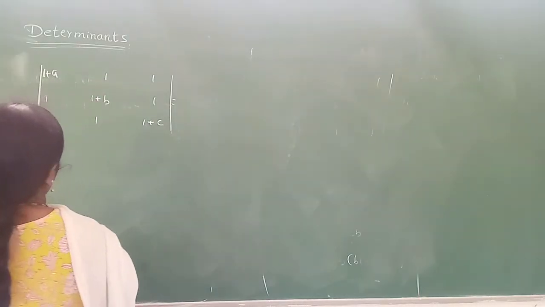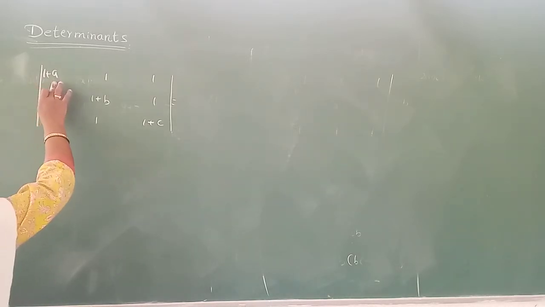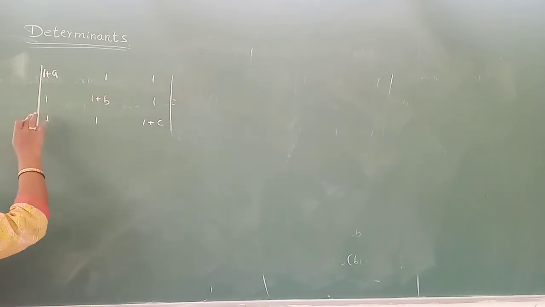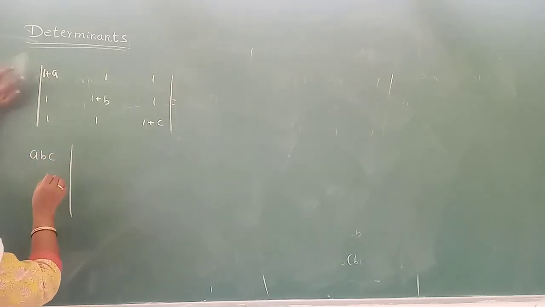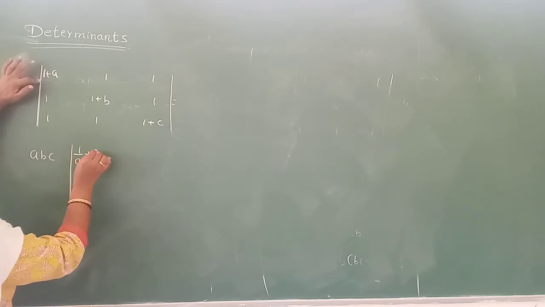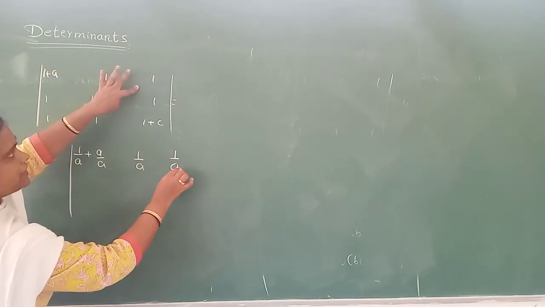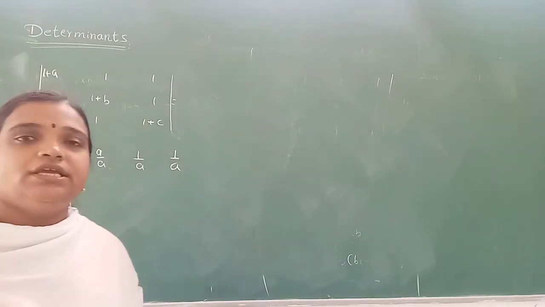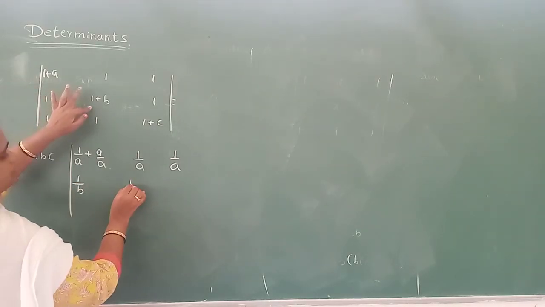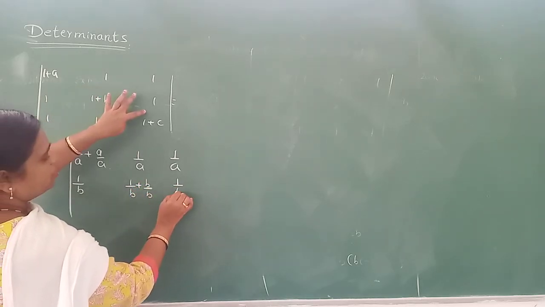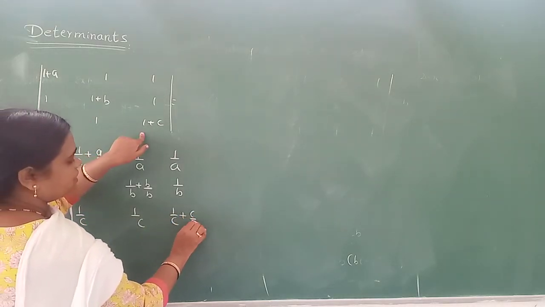For that, I will take common elements. Here there is a common element A, here a common element B, and here we will take common element C. If I take A, B, C common, taking A common from the first row, you get 1 by A plus 1, because A by A is 1, then 1 by A, again 1 by A. In the second row B common: 1 by B, 1 by B plus B by B, 1 by B. Next, third row: 1 by C, 1 by C, 1 by C plus C by C.